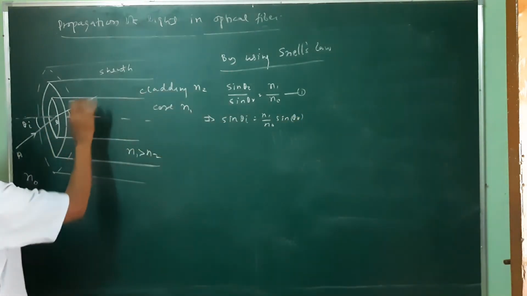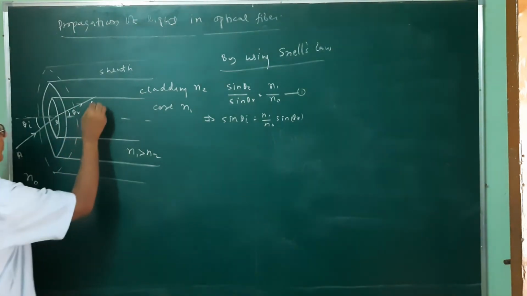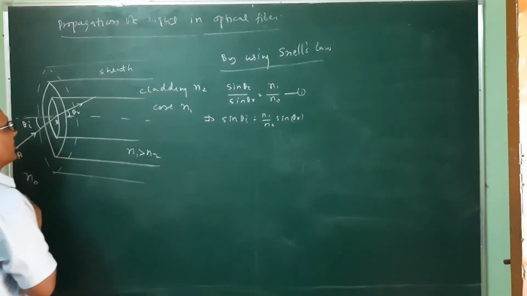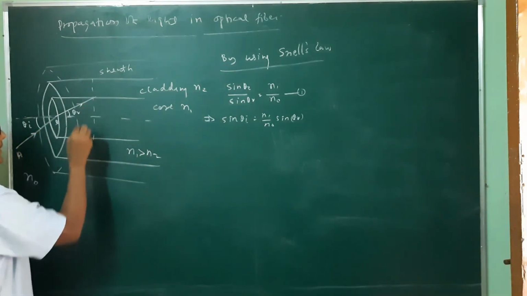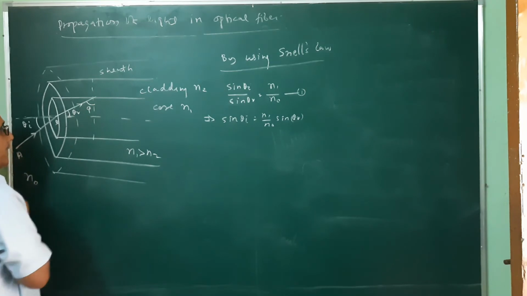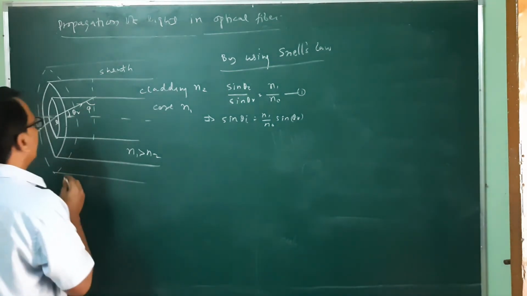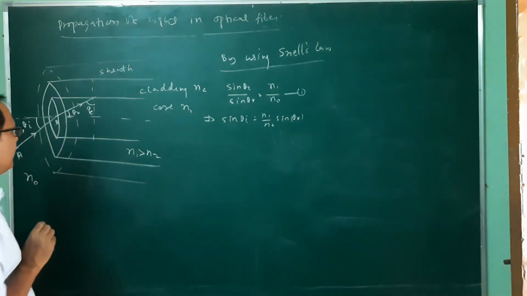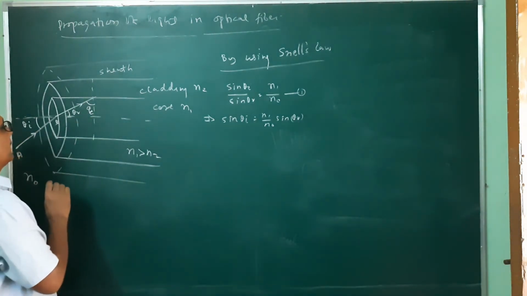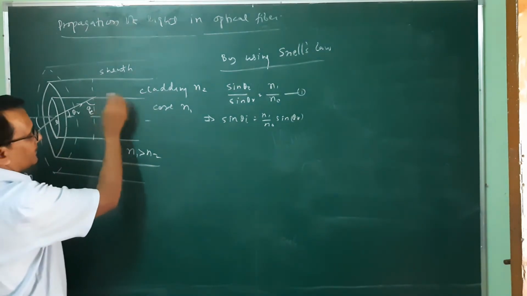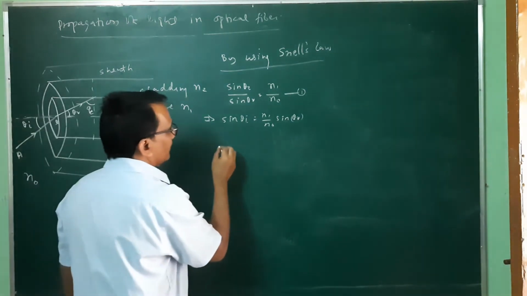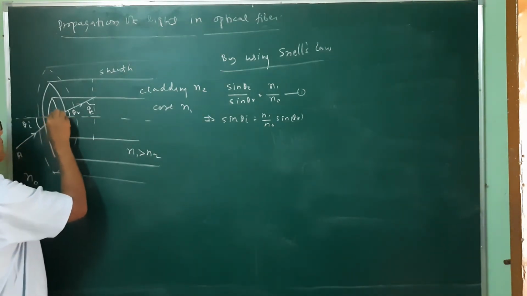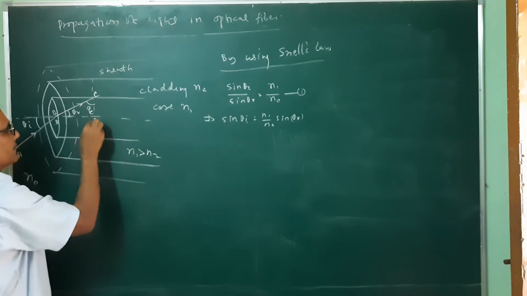Now this is the core. So for total internal reflection, N1 must be greater than N2, and this condition is fulfilled here. And this angle is, let's say, initially phi, and this phi is greater than theta c. Let's say this point is A, this height is B, this is C, and this is D.